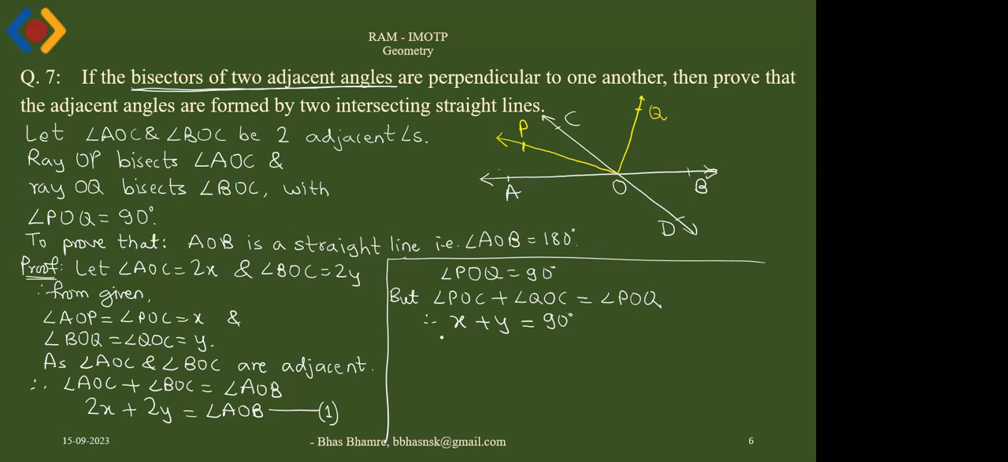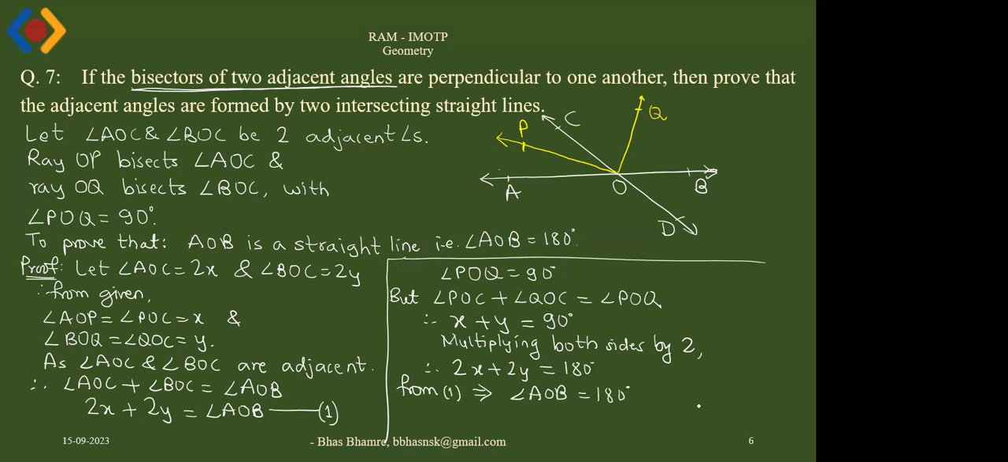Then we multiply both sides by 2, and so we have twice x plus twice y is equal to 180 degrees. Then from 1, twice x plus twice y is angle AOB, which is 180 degrees, and it completes our proof.